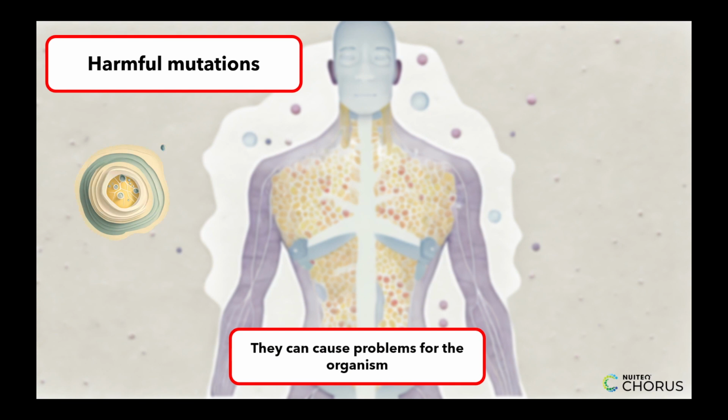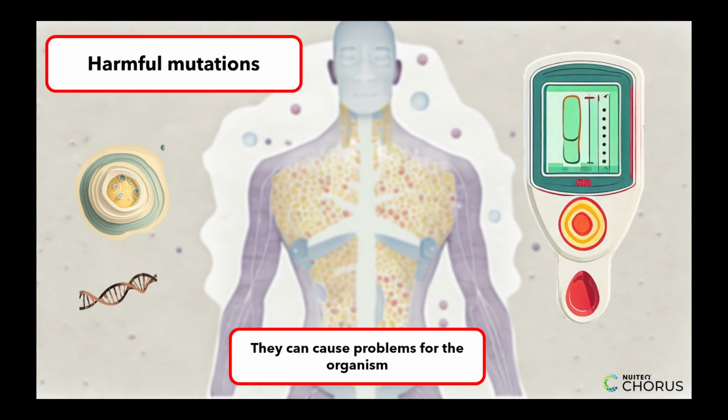For example, a mutation in a gene that controls the production of insulin could lead to diabetes, a disease where the body has trouble controlling its blood sugar levels.